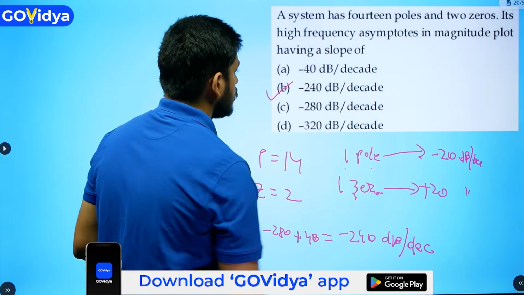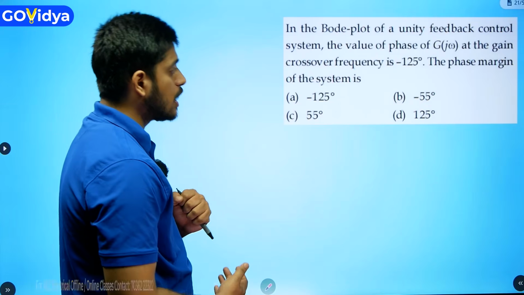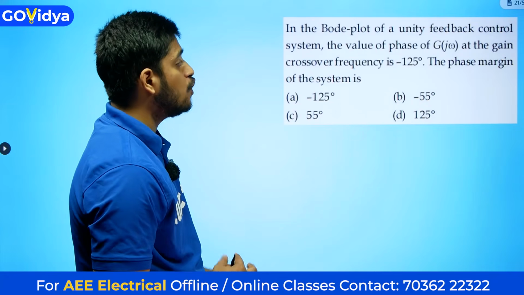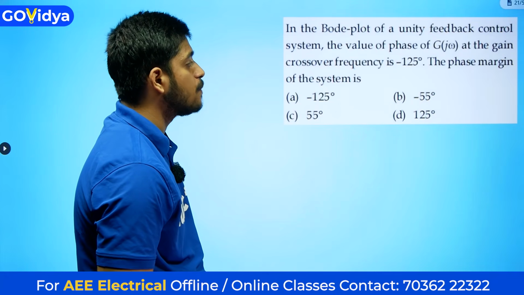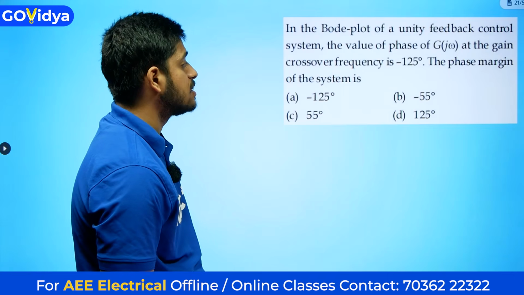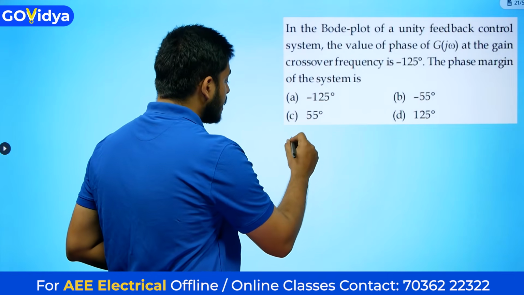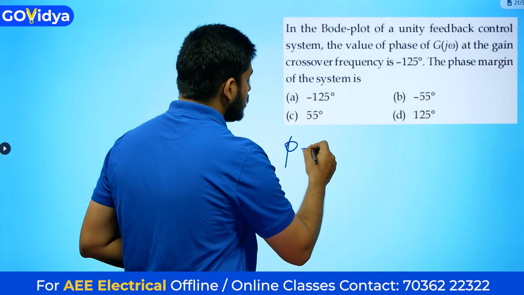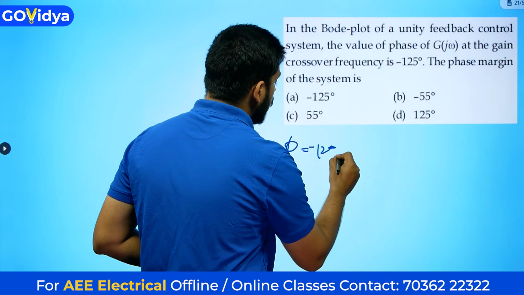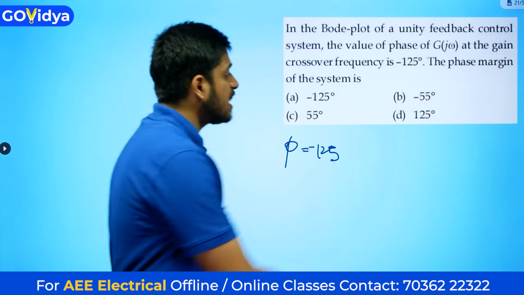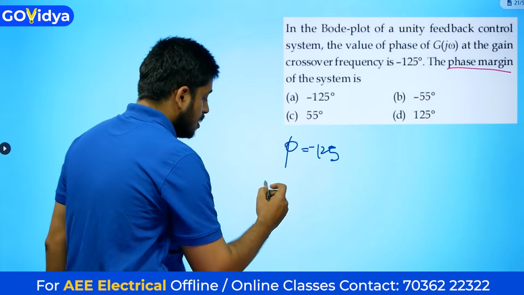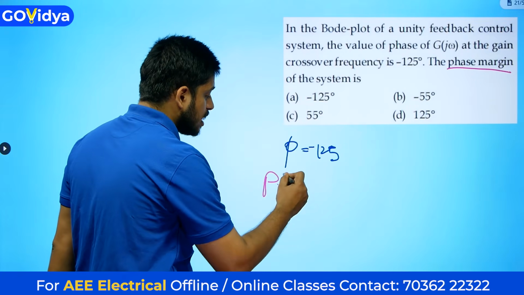Okay. Next question. In the Bode plot of a unity feedback control system, the value of phase of G of j omega at the gain crossover frequency is minus 125 degrees, which is nothing but phi. The value of phi is given as minus 125 degrees. We need the phase margin. Simple question. This was asked in the previous GENCO-TRANSCO exams.